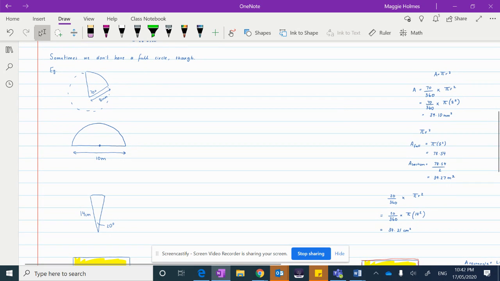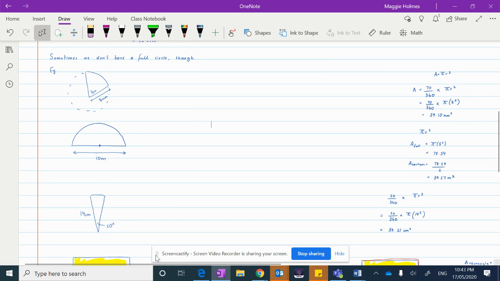Alright, let's get on to some more complicated examples. So quite often we don't have a full circle, we have a part of a circle like this, like we talked about slices of pie, like these ones here. So when we do that, we need to think about what fraction of the full circle do we have, and quite often we'll be told the angle that we have here. In fact, we can't do it if we're not told the angle. In this second one, we're not told the angle, but it looks like a semicircle. We're going to treat it as a semicircle. In these other two, we are given the angle.